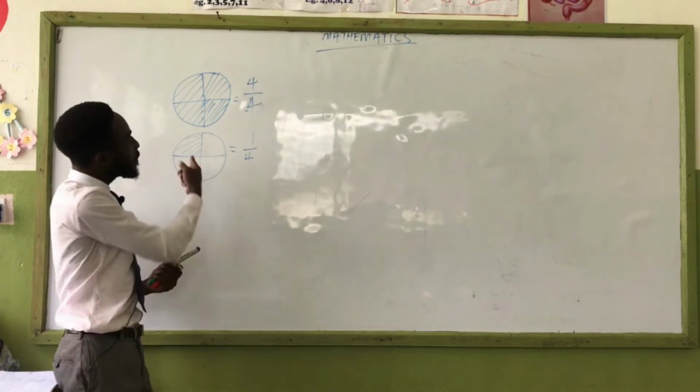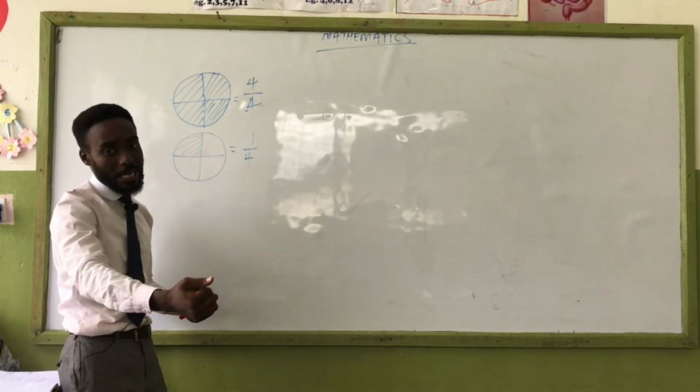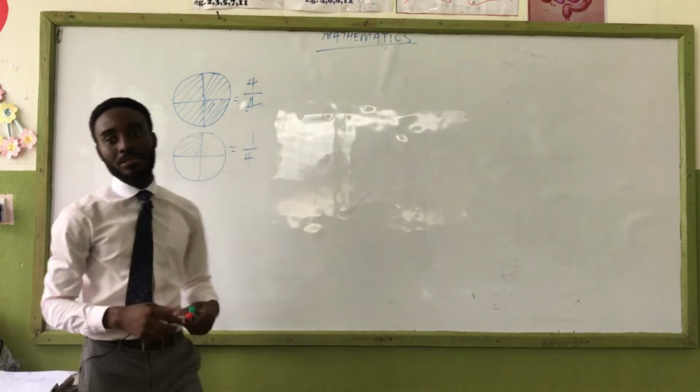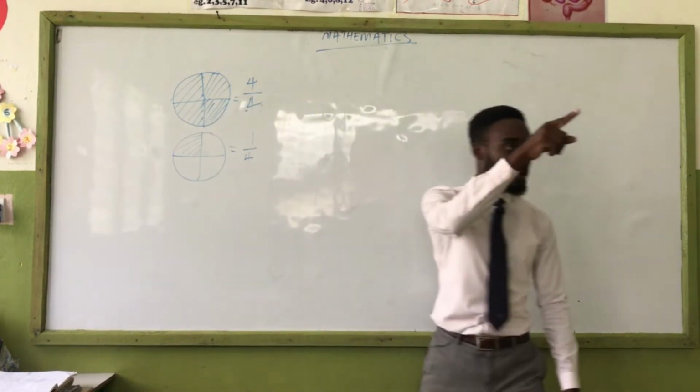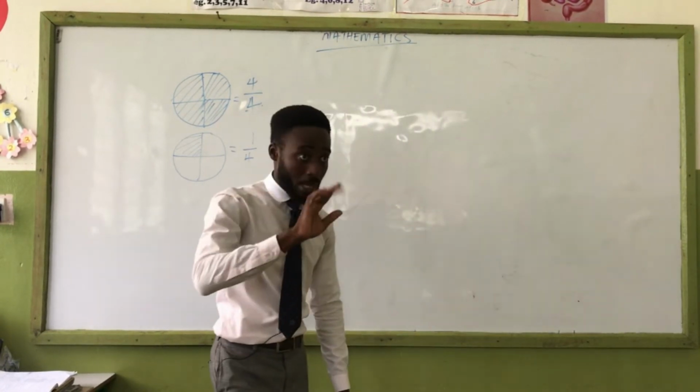4 out of 4. And then you moved to the next table to join them eat, and they gave you 1 out of 4. In all, how many have you taken? 5 out of 4. Okay, Roy. Anybody, the answer can be right.